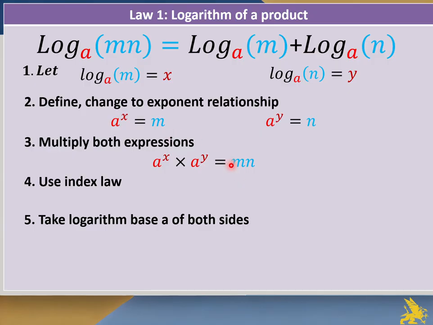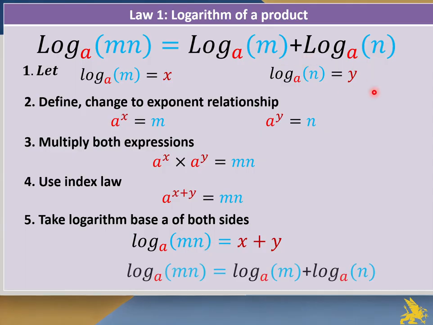Now, if we do that, we've got mn together. Now we're going to use our index law by adding the exponents. Now, if we use our log, we've got log base a of mn is equal to x plus y, which was our exponent. So this helps us see what we will be doing in that relationship: if we are adding logs, then we are going to be timesing our m and n together.